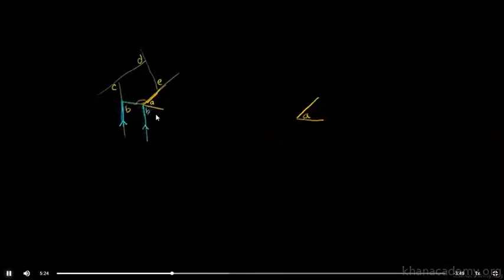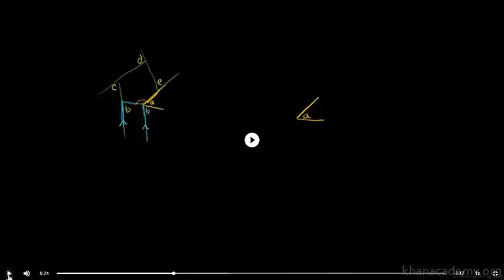Now let me draw angle B. I'm going to draw it adjacent to angle A. And what you could do is think about it. Maybe if we drew a line right over here that was parallel to this line, then the measure of this angle right over here would also be B.